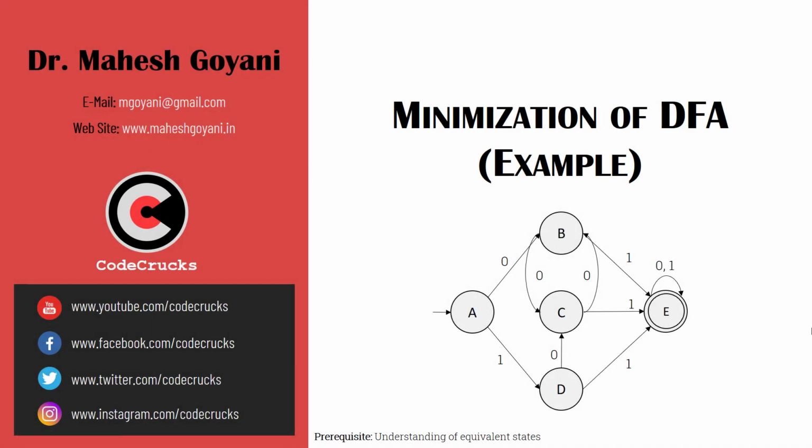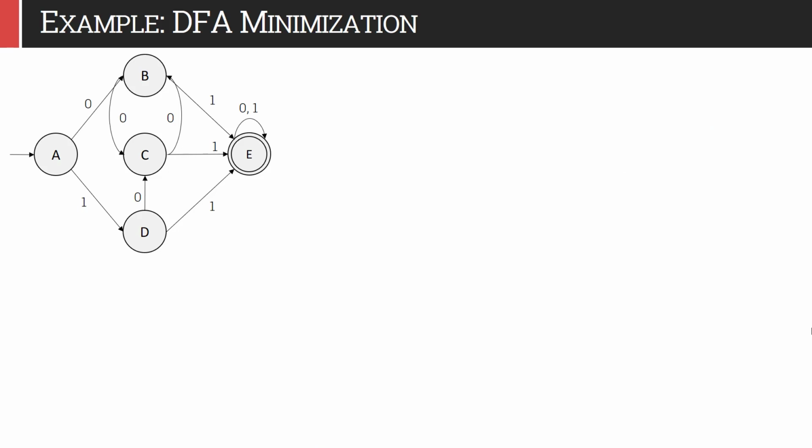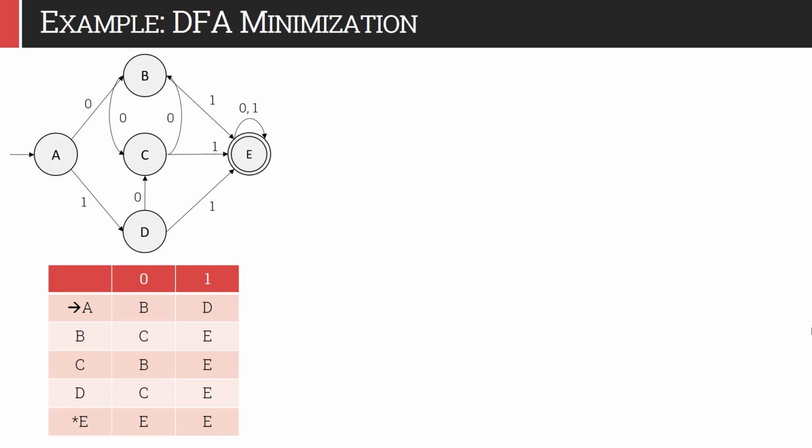In this video, we will discuss the example of minimization of DFA. Before we start, I recommend you to watch my video on equivalent states explanation. Consider this is the DFA that we wish to minimize. Let us first find the transition table for that. So this is the transition table.